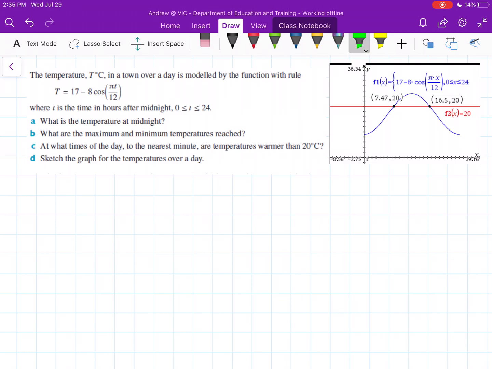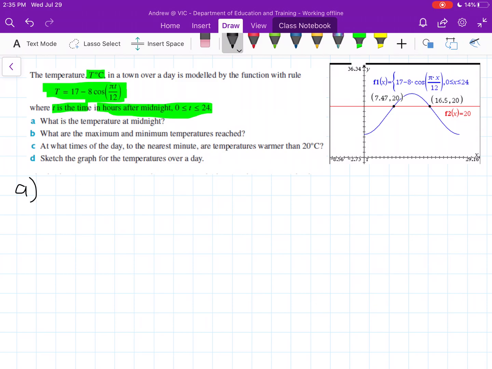So the temperature in degrees Celsius in a town over a day is modelled with the function. So this is the rule that it's modelled by, where T is the time in hours after midnight. So it can go from 0 to 24, the amount of hours in a day. So we'll get into A, what's the temperature at midnight?